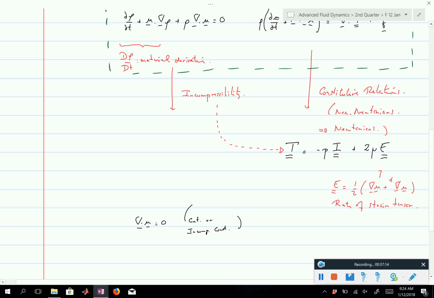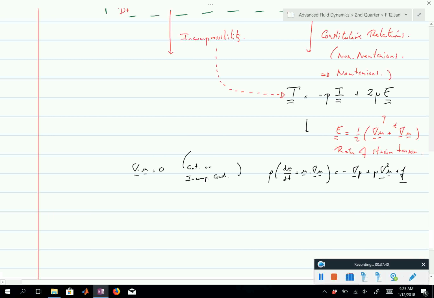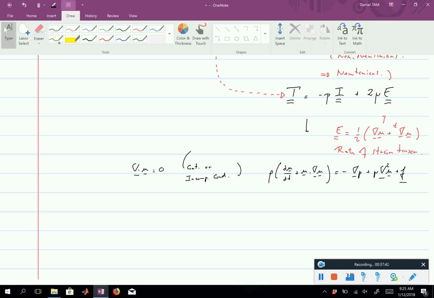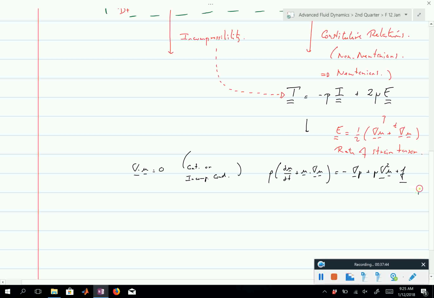And when you insert this expression for the stress tensor, then you get rho partial U partial T plus U grad U equals minus grad P plus mu Laplacian of U plus your bulk forces. And I don't know why I keep writing this as a matrix. Okay? And these are the versions of the Navier-Stokes equation that we mostly use in our class.